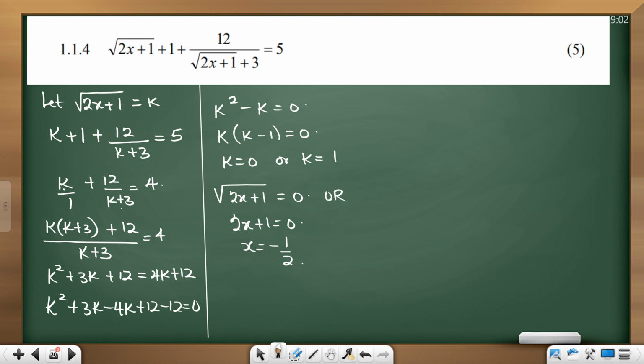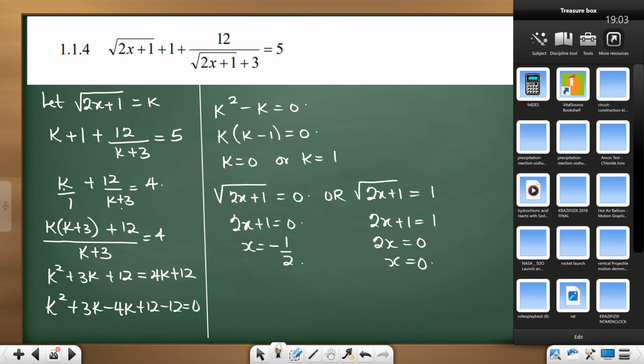Or the root of 2x plus 1 is equal to 1. Square both sides. This will be 1 as well. 2x equals 0. x equals 0. Guys, go back and test. Take a calculator. We are done for today.